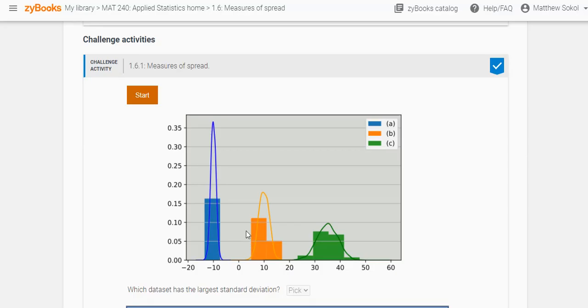Hi class, in this lecture what I want to do is walk you through some of the challenge exercises in section 1.6 of your textbook. Okay, so here's the first one. This one's talking about which data set has the largest measure of spread.